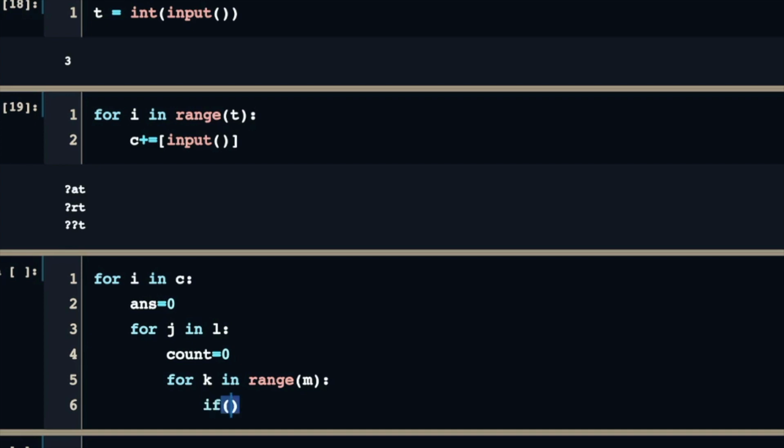if i of k is not equal to question mark, we're checking this first, then count plus equals ord of i of k minus ord of j of k.